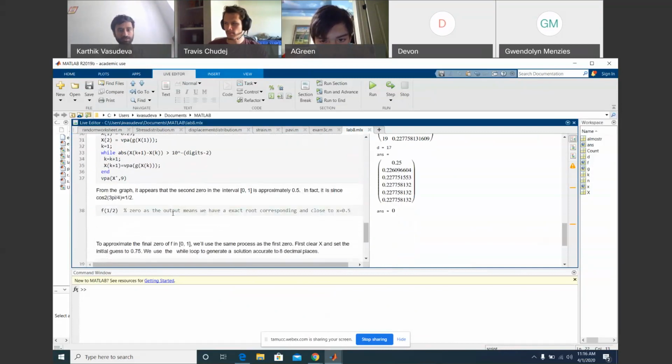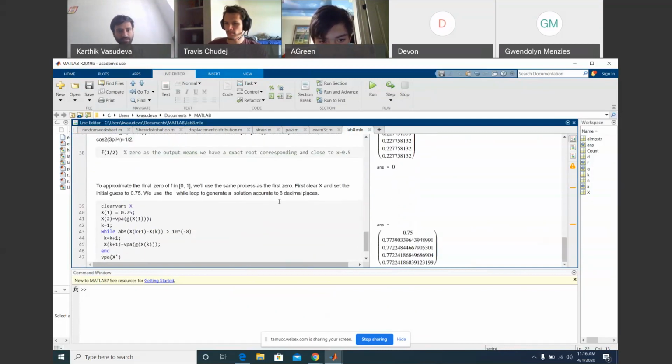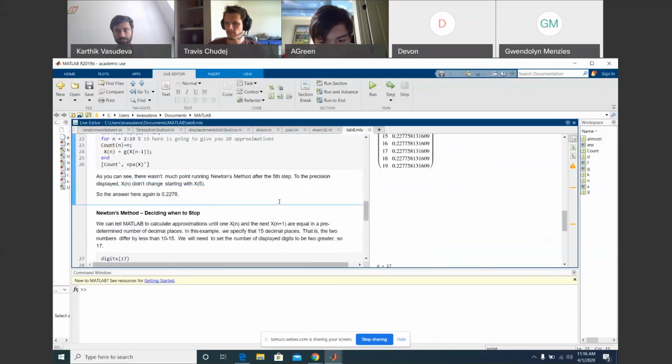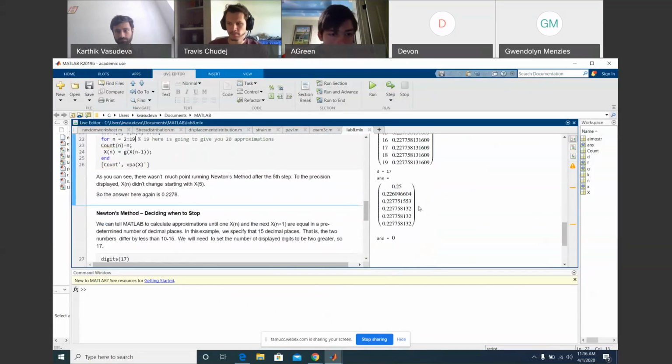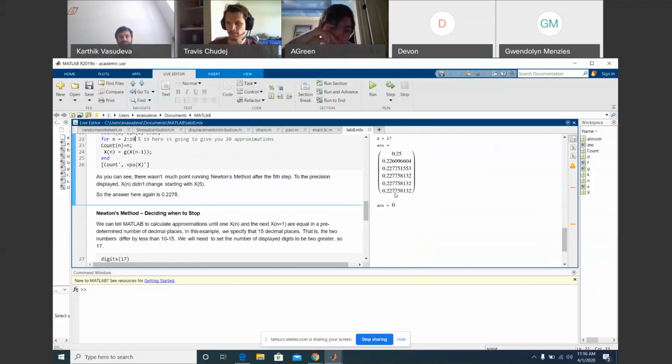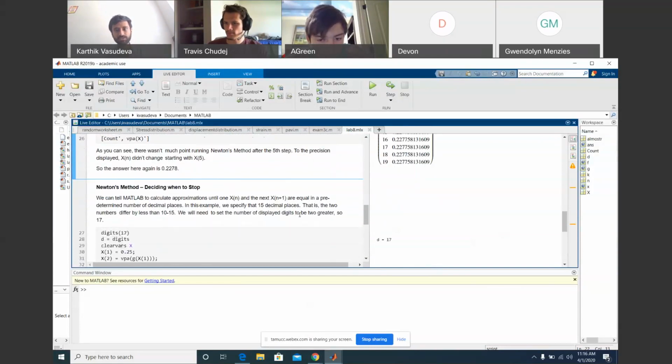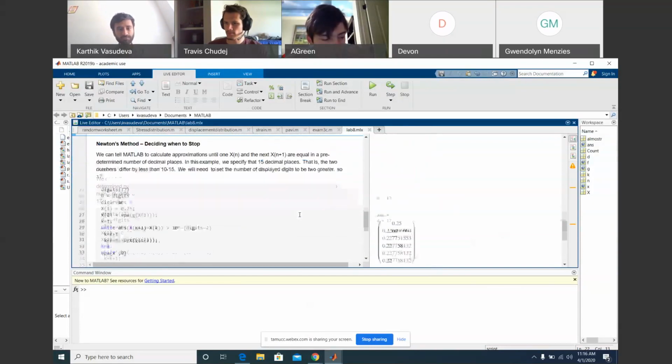Okay, use that code, and you would have an answer as 0.2277. So that means at my sixth trial, I have a similar kind of answer. That's where my code stops, and your answer is 0.227758. Right? So that's one type of code.